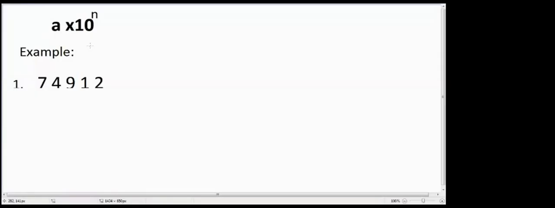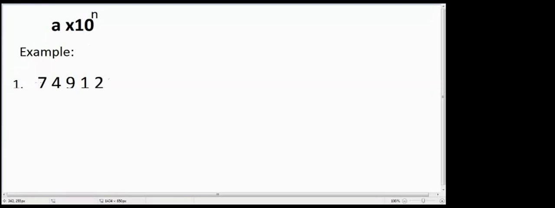When a rational number is written in the form of a times 10 to the n power, we can say that this is in standard form or scientific notation. So let us do some examples.